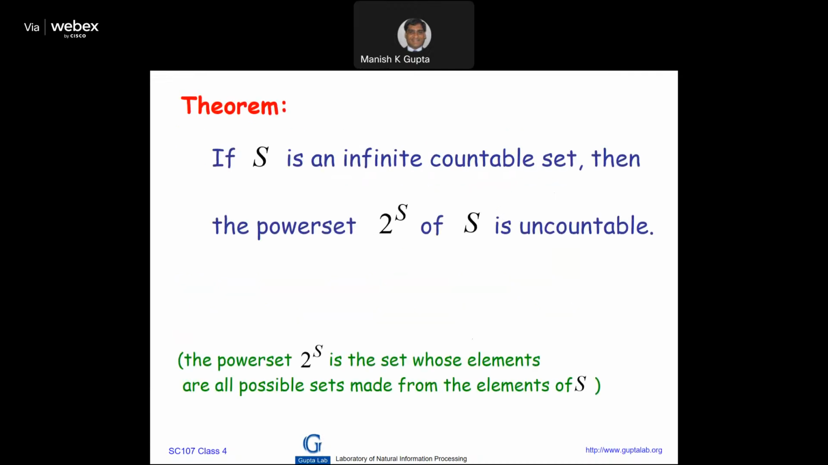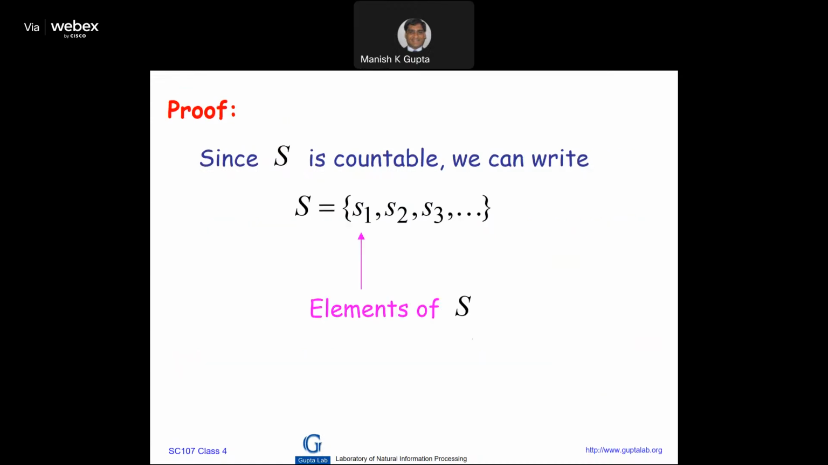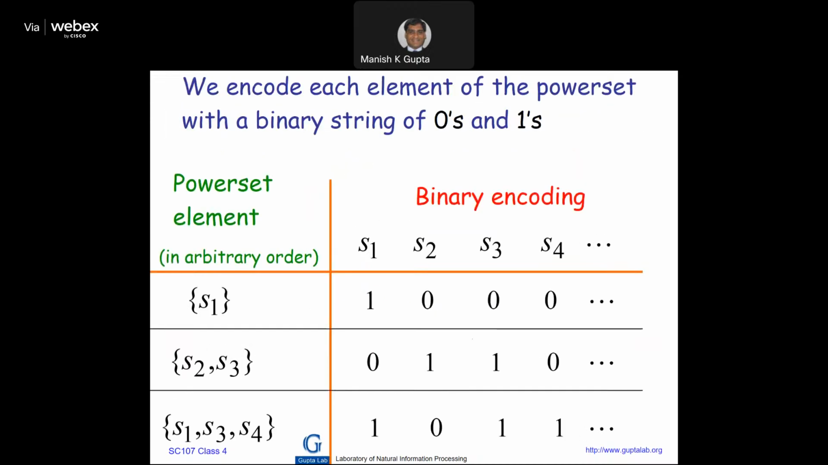Okay, uncountable set. So I am giving you the proof: if S is an infinite countable set, the power set is uncountable, right? So in each of these questions, you assume that it is countable, and write down the list. Here, each power set element corresponds to a binary number, right? Whichever element is present, you put 1, otherwise 0. So there is a binary string for each of them, right?